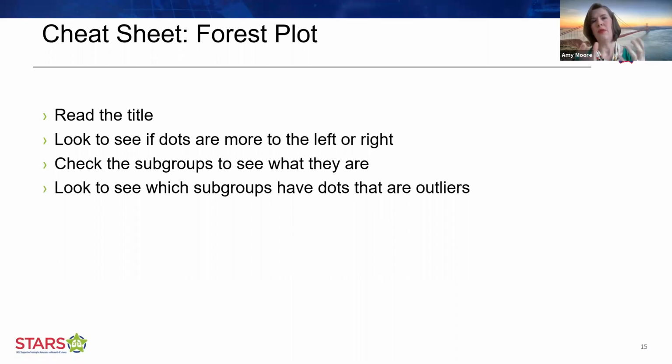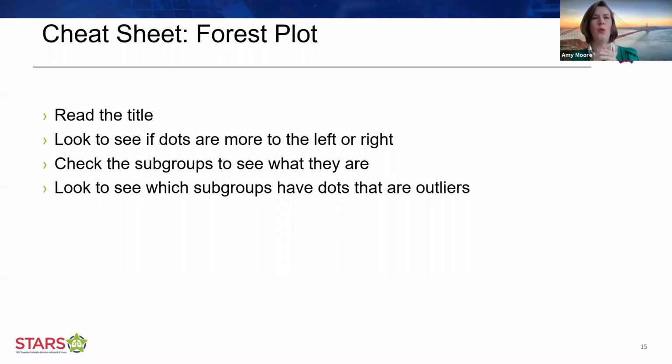And look to see which subgroups have dots that are outliers, or which ones may have those longer lines going through them. And so, another thing to be aware of is as you get more subgroups, you're going to have maybe smaller numbers, the more you break out the analysis. So it does increase your risk of maybe false positives or false negatives. And you want to avoid drawing a lot of conclusions by comparing groups to each other. But again, you just want to say, are more of the dots to the left or to the right?